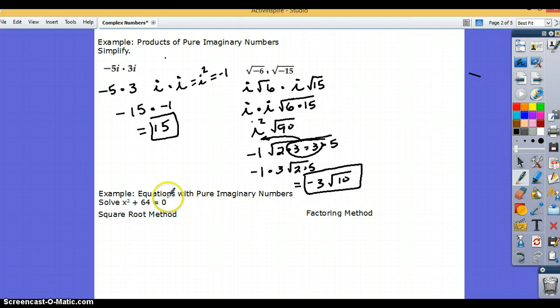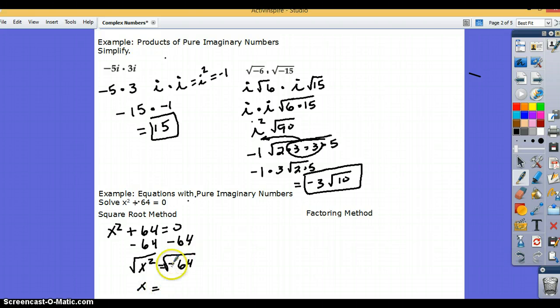All right, last example for this one. So it says equations with pure imaginary numbers. So we want to solve x squared plus 64 equals 0. Now, this looks very similar to something we've factored. Well, we are gonna factor this, but we're not gonna factor it like you think we're gonna factor it. Okay? So we're going to start with the square root method. So x squared plus 64 equals 0. We're going to subtract 64 from both sides. So that's x squared equals negative 64. Then we're going to take the square root.